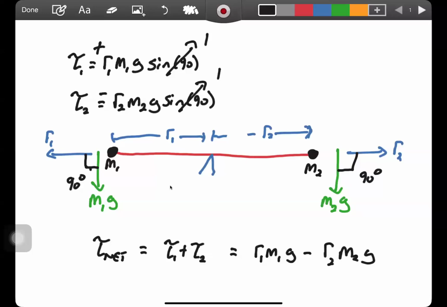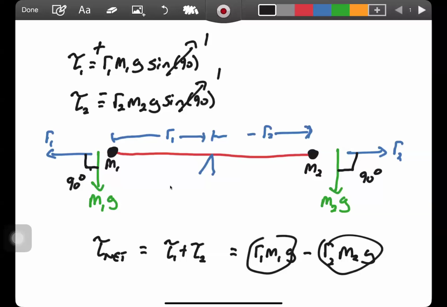So here you can see that you're going to have some net rotation of the teeter-totter if this term and this term differ at all. And there's different ways that they can differ. So first of all, you can imagine that one person is a lot more massive than the other. Or you can imagine that if they had the same mass, their leverage could be different.